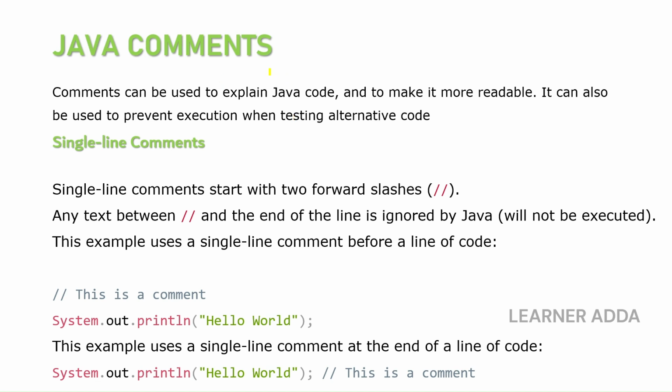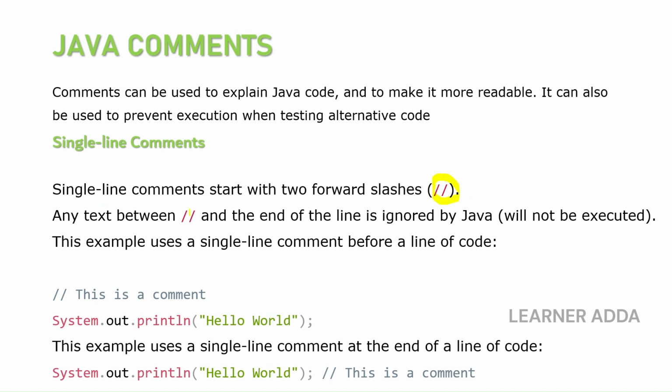A single line comment starts with two forward slashes. This is the symbol used for a single line comment. After these symbols, whatever we write, the compiler will consider it a comment. Any text between the double slash and the end of the line is ignored by Java and will not be executed.